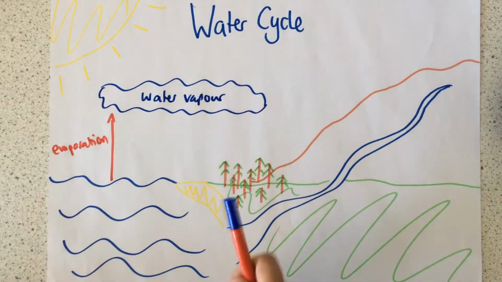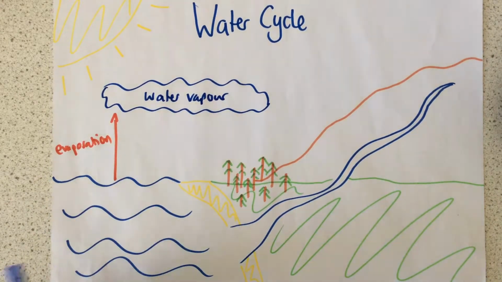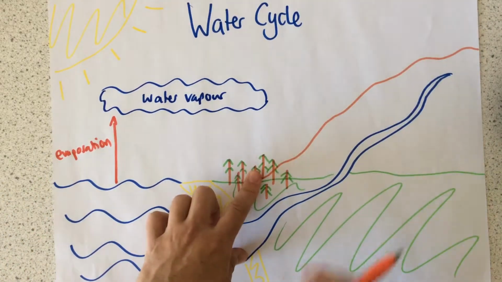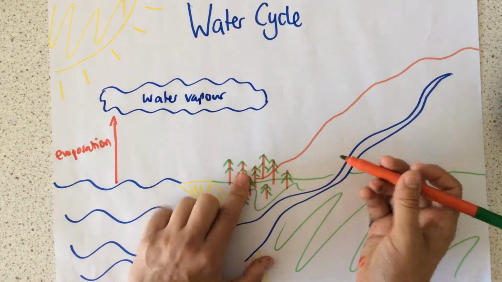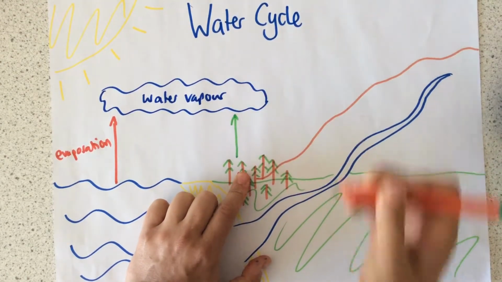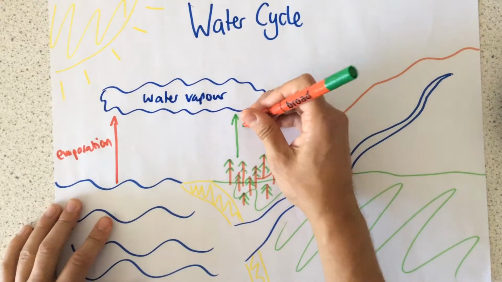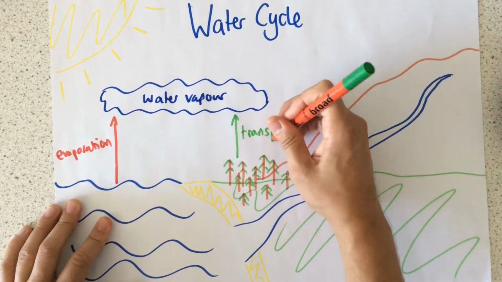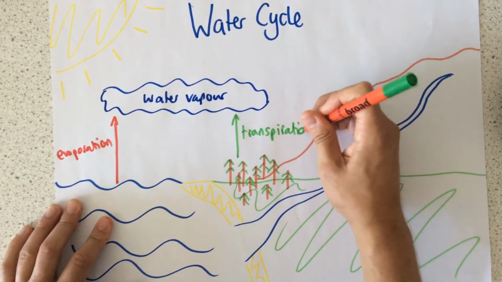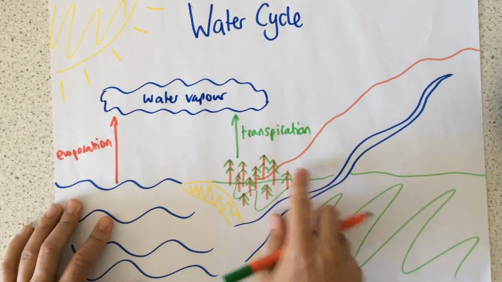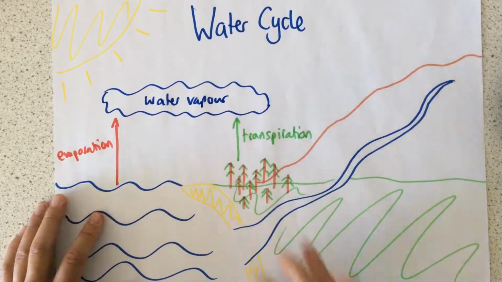Now that's not the only way that we get creation of water vapor. Water also evaporates from trees and other plants. Water loss from a plant, the scientific term for that is transpiration. So water is lost from here, from trees, and it forms water vapor.